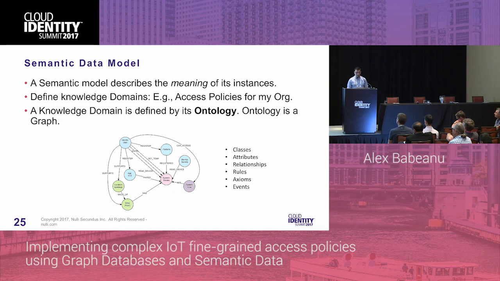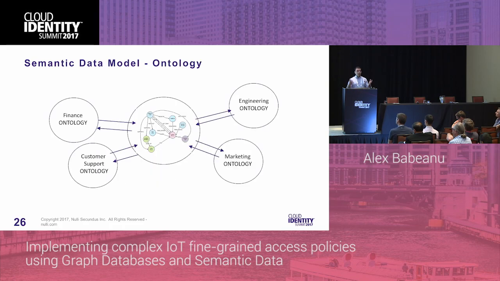So why is that interesting? Every organization has several domains of knowledge. They have the access management one, but you may have an engineering ontology, a marketing ontology, a customer relationship ontology, and they all interact with each other, really. The interesting thing is that the knowledge is the same whether you're in one ontology or another. A device has the same meaning whether you're speaking about engineering, customer support, or access management. So you can actually reuse the knowledge from other ontologies for your own purposes.